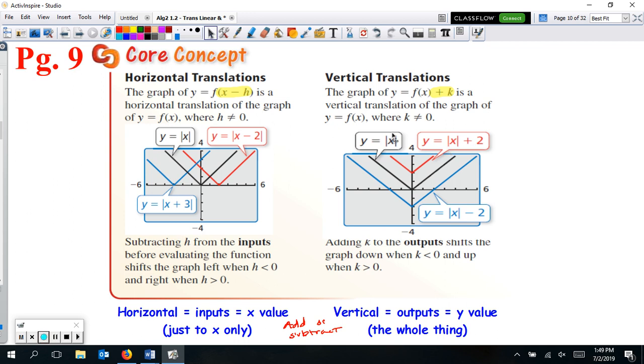So here's your function, right? The absolute value of x. This is adding a number to the outside of the function, to the back. And when we subtract the number from there, it just goes down. So if it says plus 2, it's going to go up 2. If it says minus 2, it's going to go down 2.